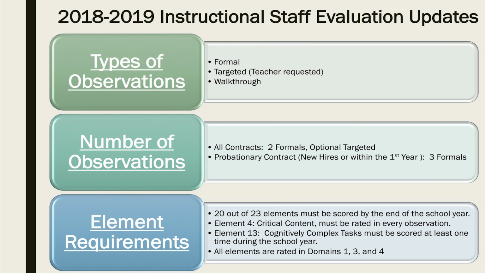Other updates include the following element requirements. 20 out of 23 elements must be scored by the end of the school year. Element 4, critical content, must be rated in every observation. Element 13, cognitively complex tasks, must be scored at least 1 time during the school year. All elements are rated in Domains 1, 3, and 4.